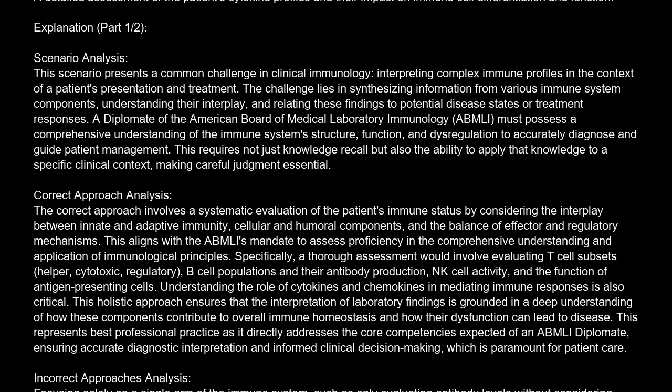The correct approach involves a systematic evaluation of the patient's immune status by considering the interplay between innate and adaptive immunity, cellular and humoral components, and the balance of effector and regulatory mechanisms. This aligns with the ABMLI mandate to assess proficiency in the comprehensive understanding and application of immunological principles. Specifically, a thorough assessment would involve evaluating T-cell subsets (helper, cytotoxic, regulatory), B-cell populations and their antibody production, NK cell activity, and the function of antigen-presenting cells.